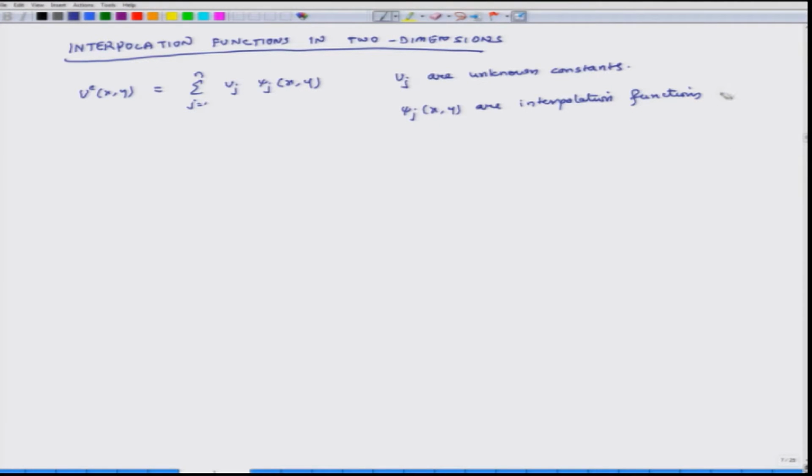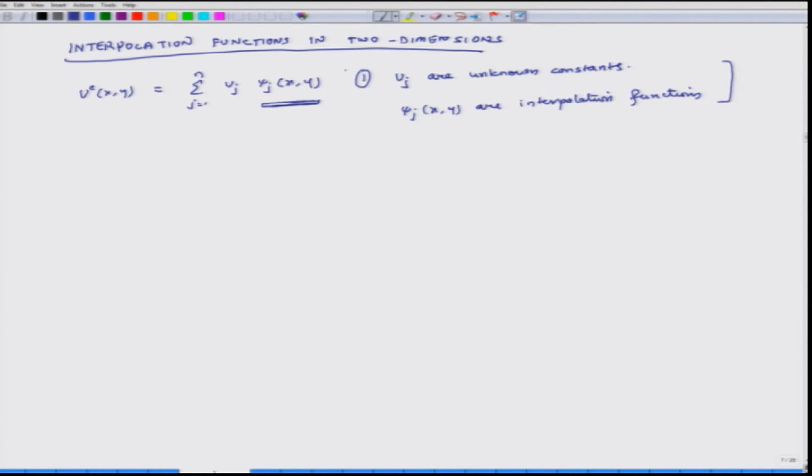Okay, so the interpolation function psi j represents the function for jth node. So, what we are interested in figuring out is what is the nature of this psi j, because uj is a constant, so we do not have to worry about it. What is the nature of psi j? How do we figure that out? So let us call this equation 1.